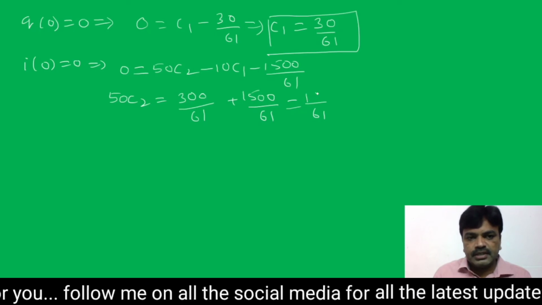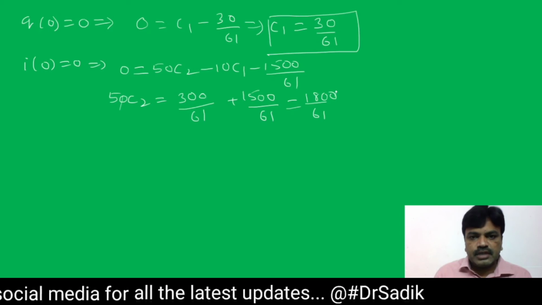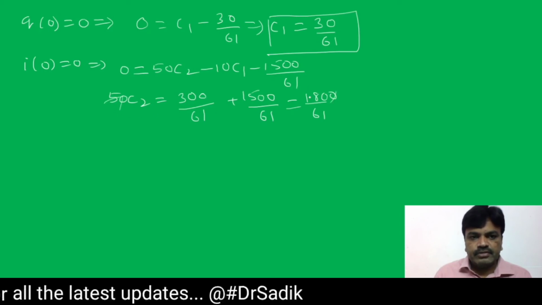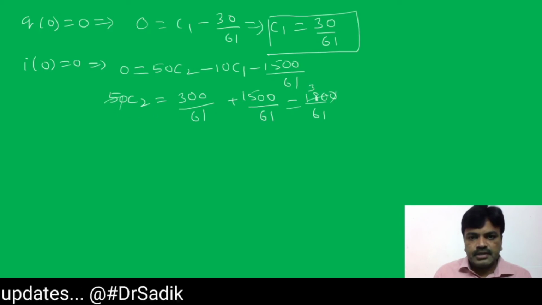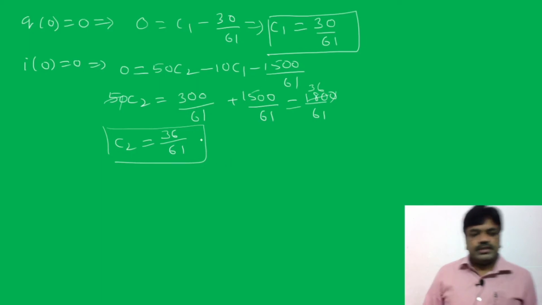We get 1800, so the 0s cancel here, 5 into 180, I think 3, 15, 3 6s are 30. So C2 is equal to 36 by 61, friends. These are the C1, C2 values.